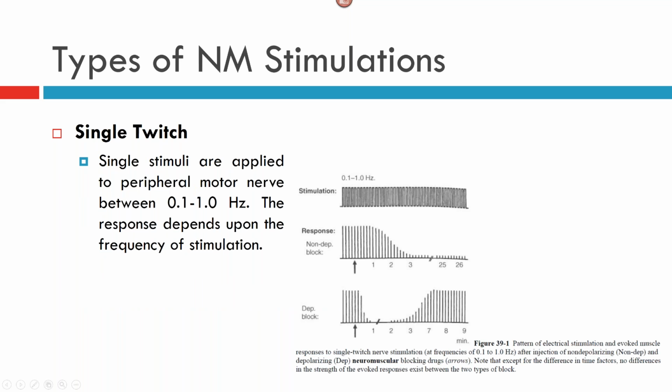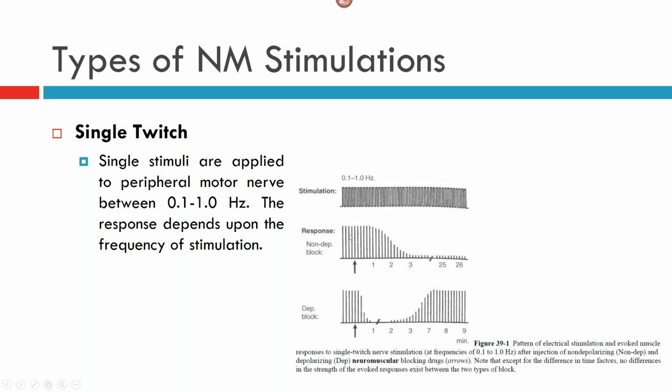Single stimuli are applied to a peripheral motor nerve, and the rate of stimulation is 0.1 to 1 hertz. So you're doing single stimulation at a frequency between 0.1 and 1 hertz. The responses we get depend on how fast or how slow you're stimulating. If you go faster, the responses will be smaller in amplitude. If you look at the picture on the right side, there's a single stimulation at 1 hertz, the second picture is a non-depolarizing block, and the third one is a depolarizing block.